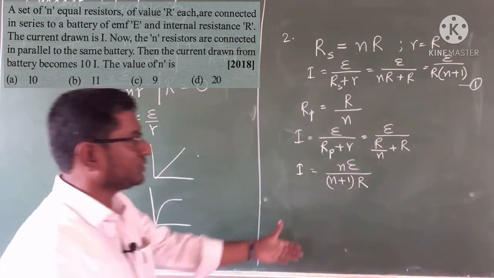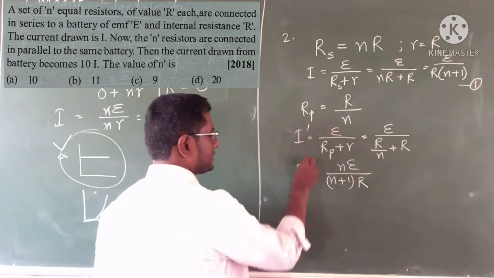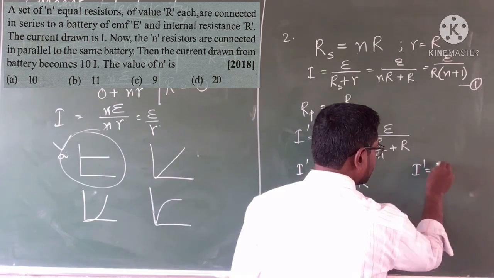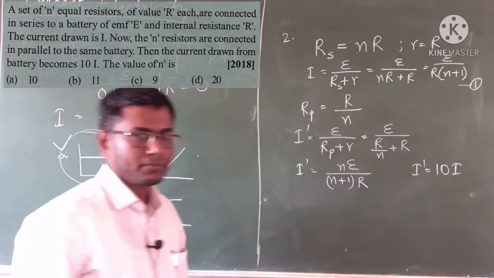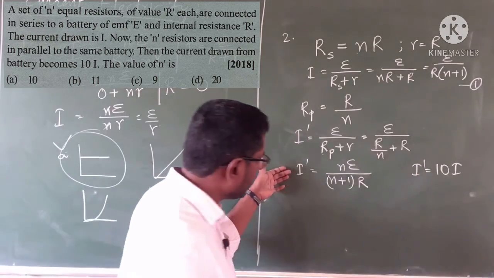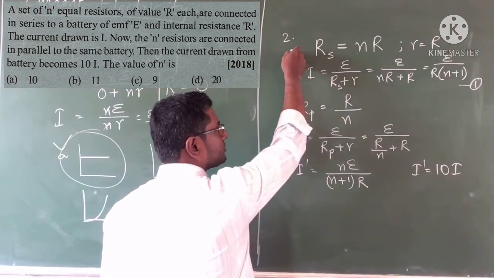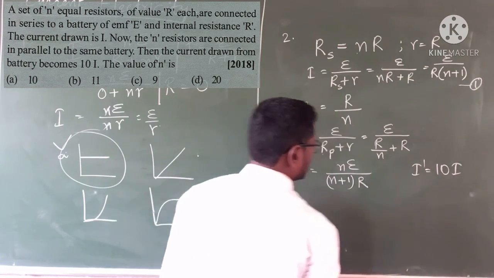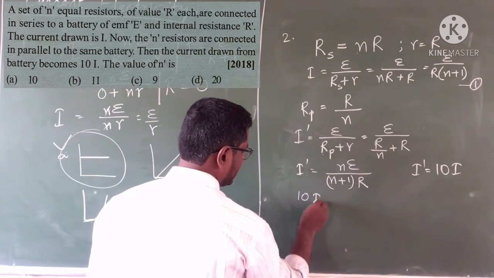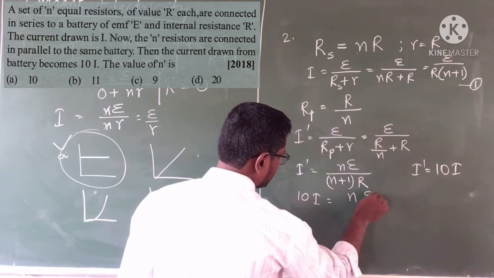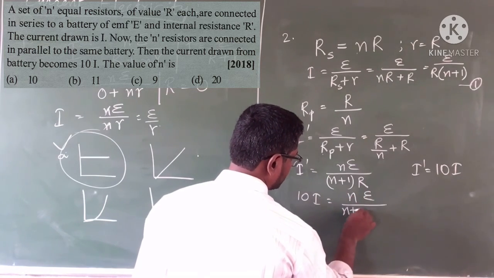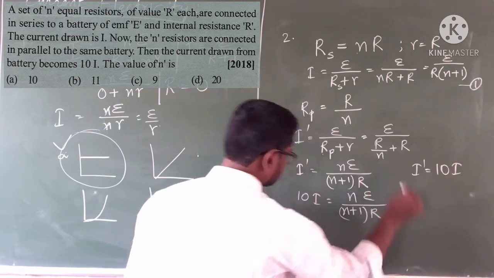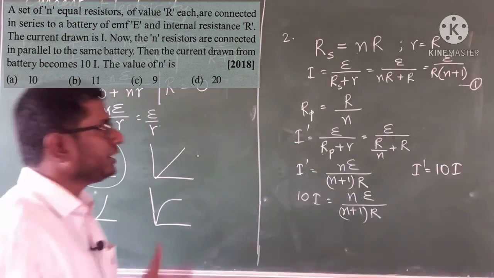Now what is this current for the parallel combination? I could have taken it as I dash. So that I dash is given as 10 times I. So I can write 10 times I in the place of this I dash, because this was series combination, current was just I. When it became parallel combination, the current changed to 10 times I. So I can write it as 10 times I equals n times epsilon divided by n plus 1 into R. Now what I can do, I have two methods.